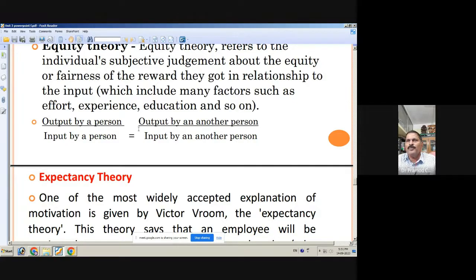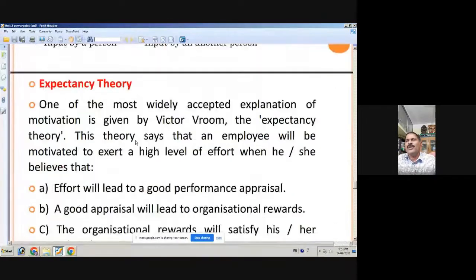What type of input are we giving and what type of output are we showing to the organization? Similarly, another person is there. He is also giving input and he is also getting output. There will be a comparison. In that comparison, we can judge ourselves.